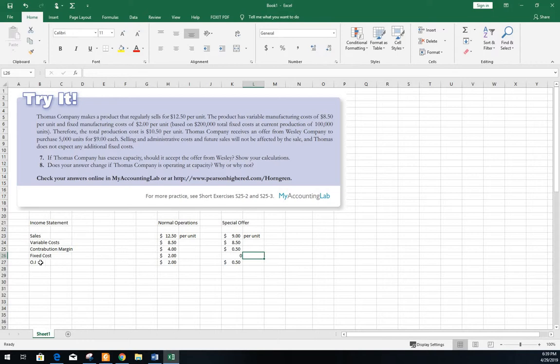So in this case, we can now look at it and say, under normal operations, we make $2 per unit of operating income, and under the special offer scenario, we make 50 cents. And that's principally because we do not incur the additional $2 of fixed cost under the special offer scenario. So should we accept the offer? Yes, we should accept. So I'll just write accept.